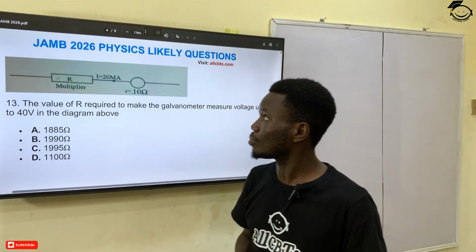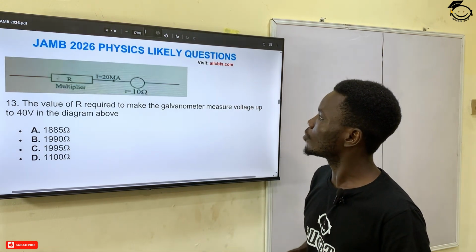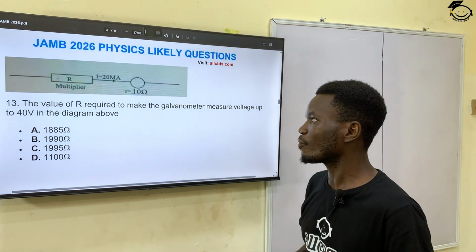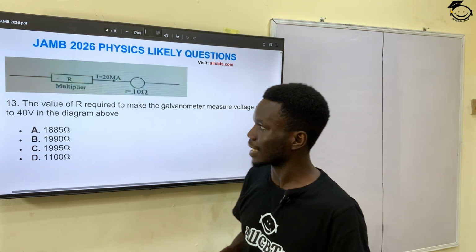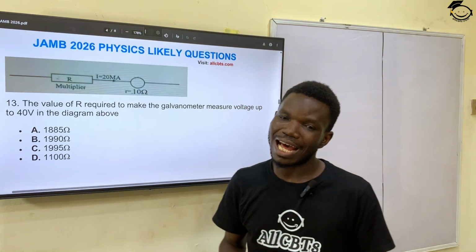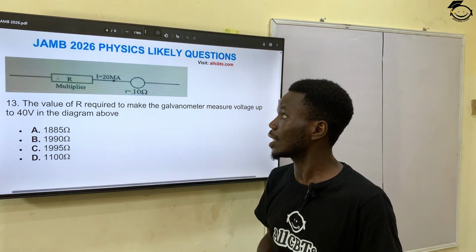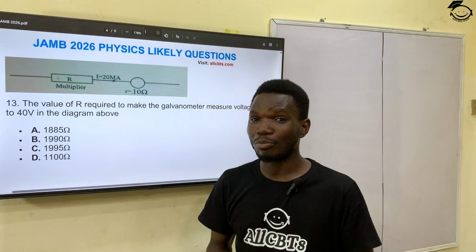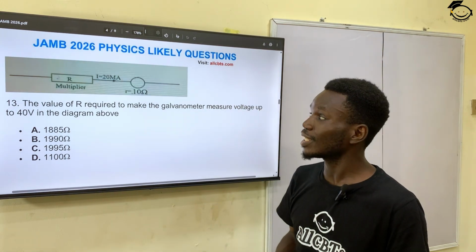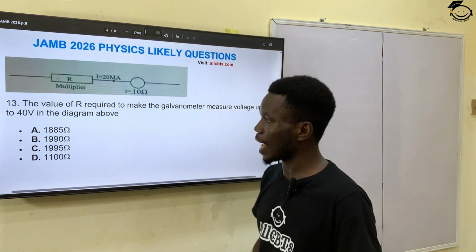Moving on to question number 13, we have a diagram, and then the question says the value of R required to make the galvanometer measure voltage up to 40 volts in the diagram above is dash. Now looking at this, the question is based on shunt and multiplier. From the diagram you can even tell, because it is boldly written there, that this is a multiplier question. And what is the multiplier? A multiplier is a high resistance resistor connected in series with a galvanometer in order to convert it to a voltmeter.